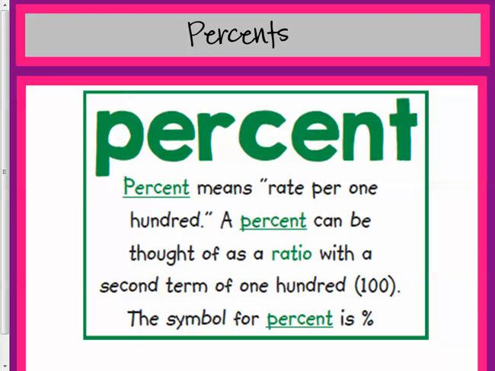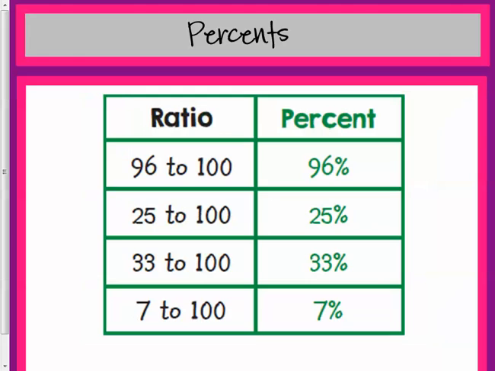A percent means rate per 100. A percent can be thought of as a ratio with a second term of 100. And the symbol for percent is a slash with two zeros, one on top, one on the bottom. Per 100, that's how I like to remember it. Per two zeros. So if I have the ratio of 96 to 100, then I have 96%. 25 to 100, 25%, and 33 to 100, 33%, and then 7 to 100 is 7%.